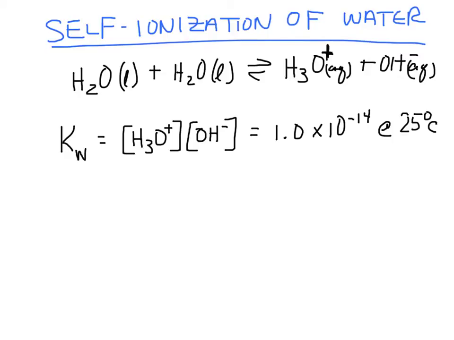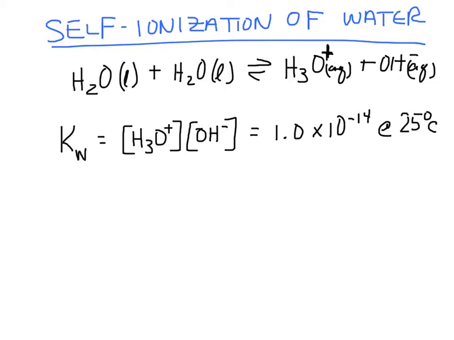Here's a little trivia for you. Kw at body temperature is 2.5 times 10 to the negative 14th. So there's some trivia for you. Okay, we can use this equation and this constant to figure out the concentrations. We can calculate the concentrations of hydronium and hydroxide in pure water.